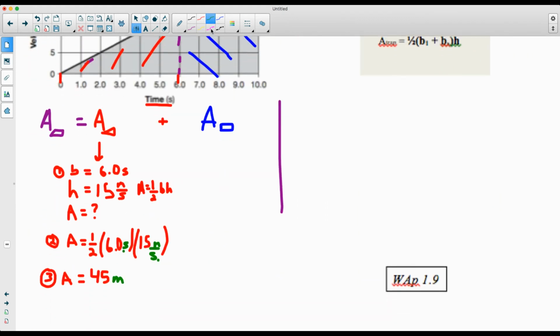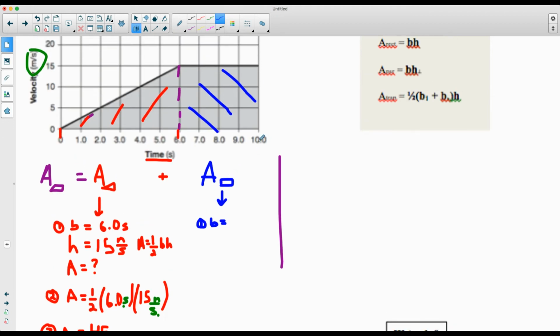Okay, let's do the rectangle. So the rectangle, same game, base. Now be careful here. You may go up and look and say, oh, it's 10. No, it's not. It started at 6 and it ended at 10. So the base here is actually 4. And same unit, seconds. The height of this rectangle is the same as the height of the triangle. That was at 15 meters per second. And for a rectangle, you were just doing area equals base times height.